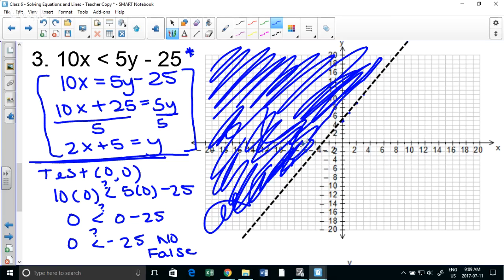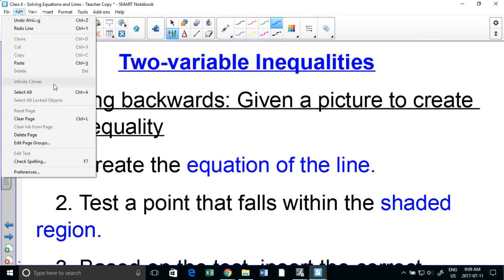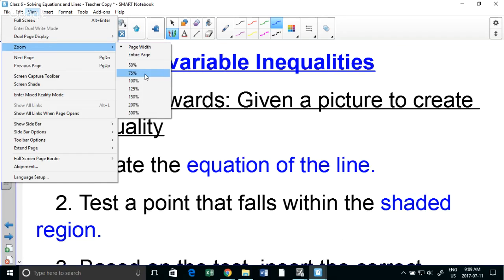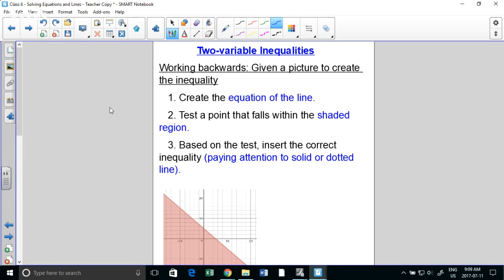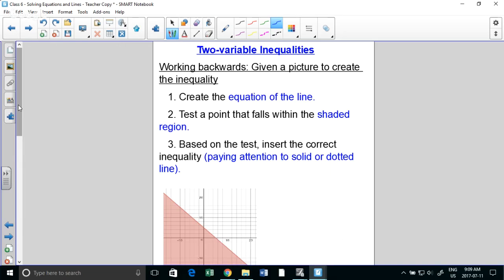Good? All right. So we're going to do a couple of these working backwards. Just take a quick second to write down the blue and then we'll continue.